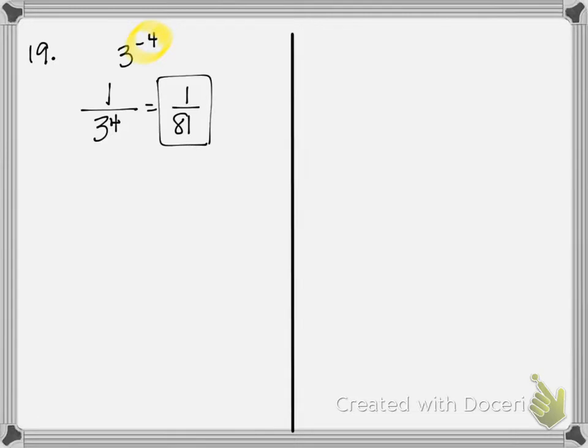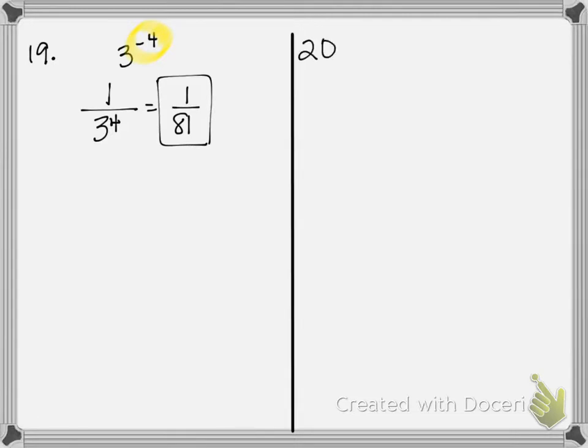Number 19 says simplify completely. And I have, whoops, that's an 5, not a 3, to the -4. Negative exponent tells me fraction, and then 3 to the 4th power is 81. That would be a final answer.